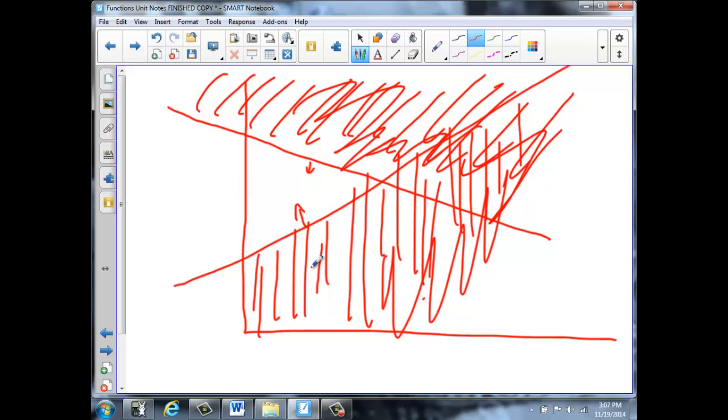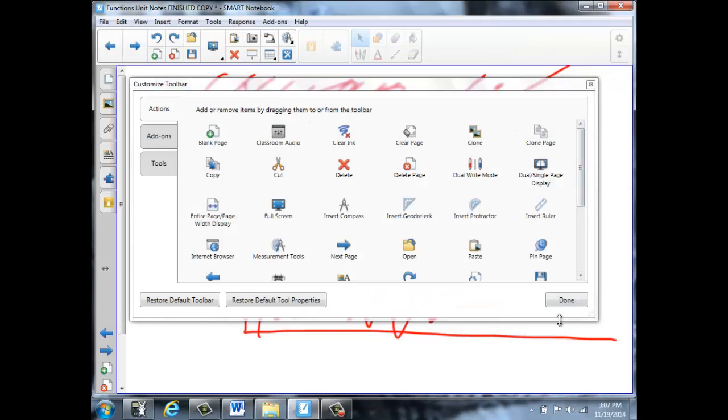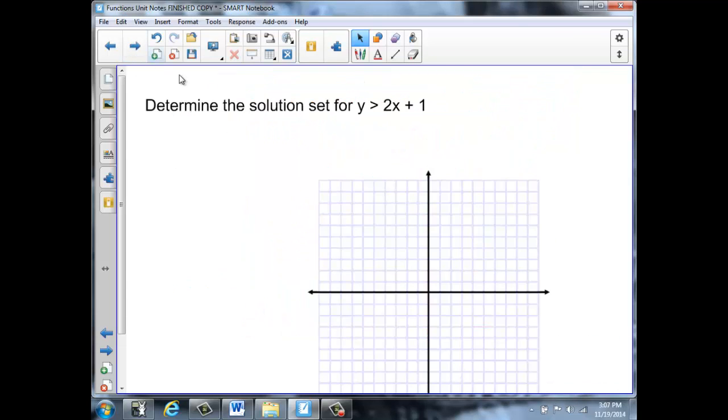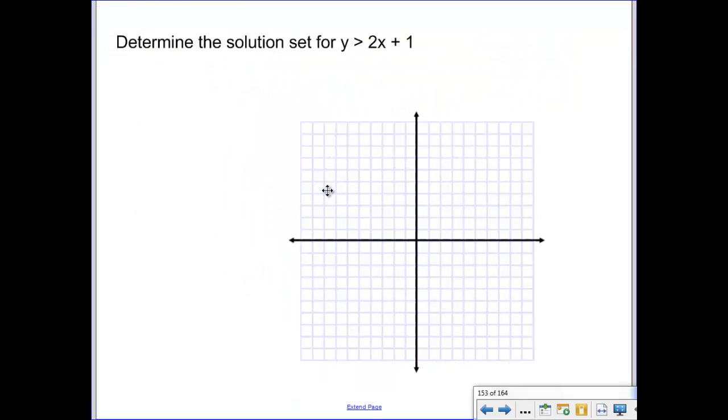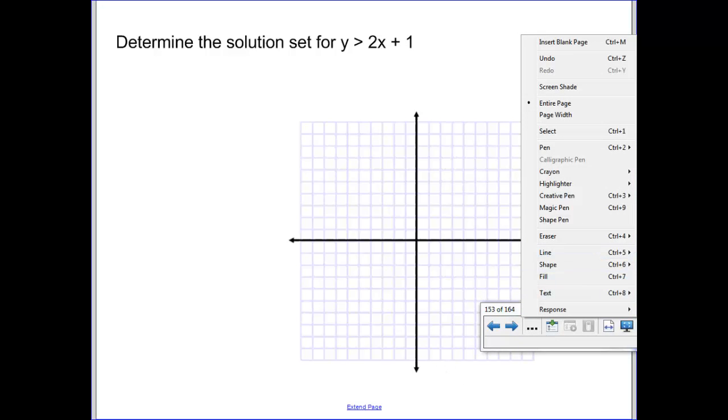Does that logic make sense? Okay, let's try an example then. Okay, so we're going to try to shade where y is going to be less than 2x plus 1. So first thing we've got to do is figure out what 2x plus 1 looks like as an equation.